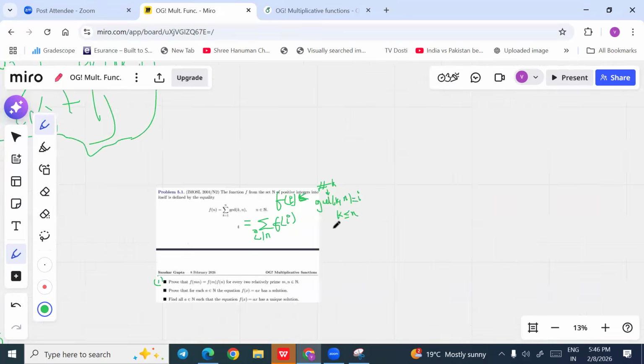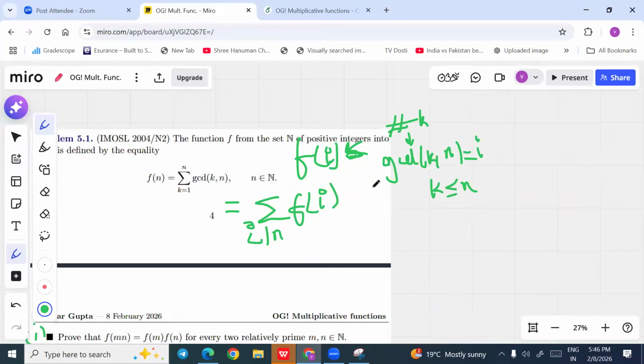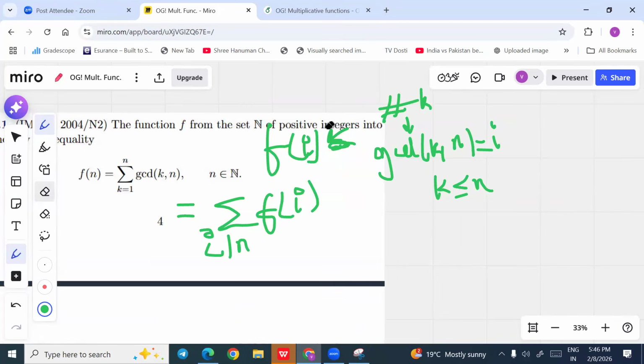Wait, are you using f again, or is this different? Yeah, this is different. Then rename it. Okay, rename it.